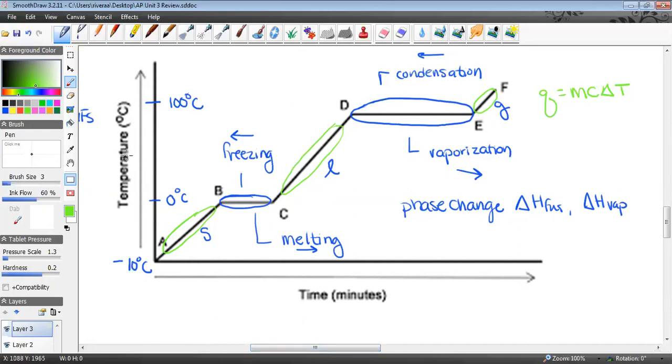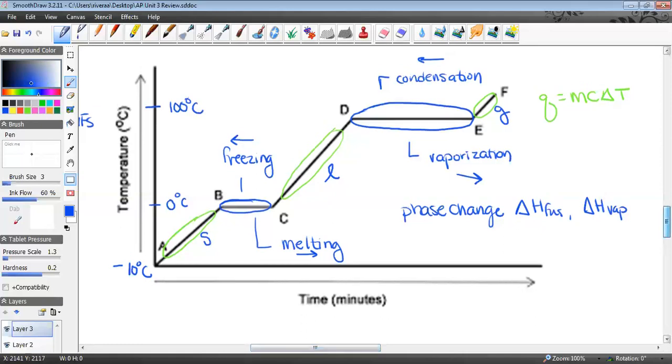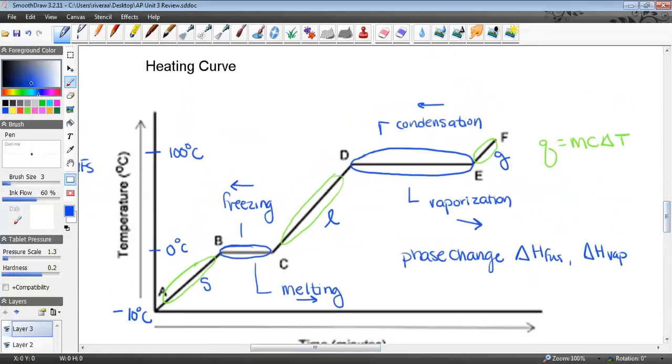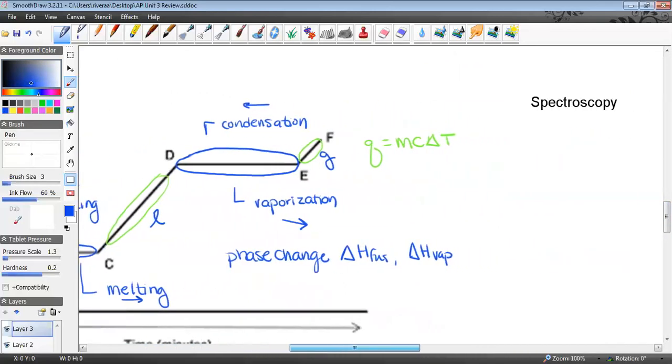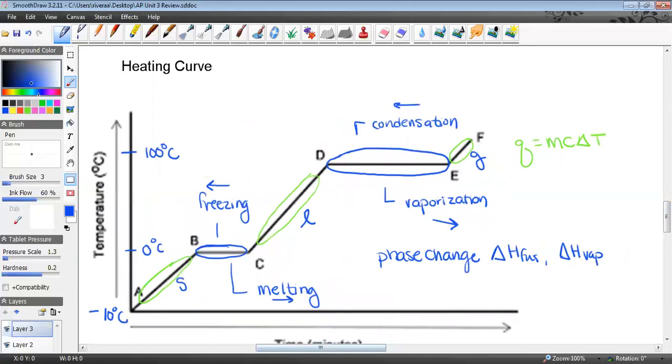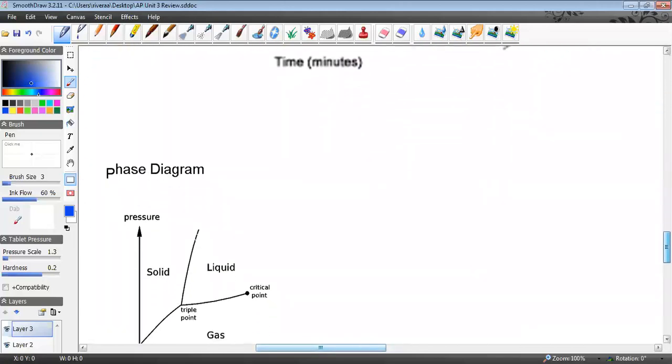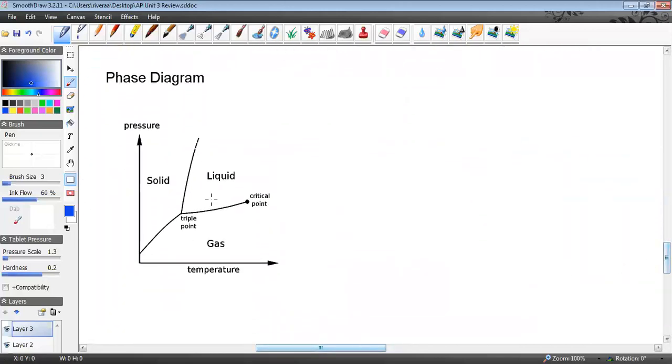But this graph, you guys, only looks at how temperature affects state of matter. There's another type of graph called a phase diagram. Okay, so did I label these? Yeah, so this is my heating curve. And a phase diagram, where's my phase diagram? Ah, down here. A phase diagram takes into account pressure and temperature.